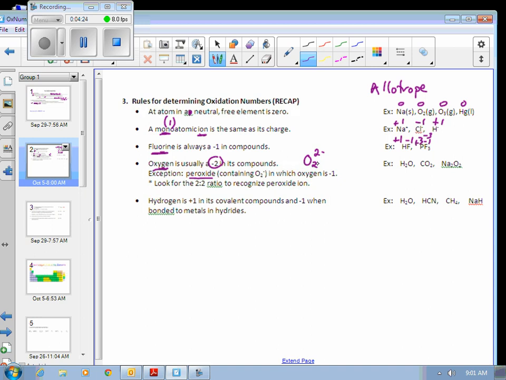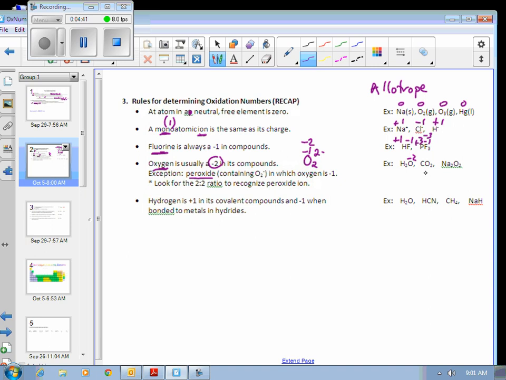So what that means is it's kind of like a diatomic ion in a sense. So 2 O's, and overall it has a -2 charge. That means each oxygen has to be a -1, and there are 2 of them, so together it equals that -2 charge. So take a look at water.